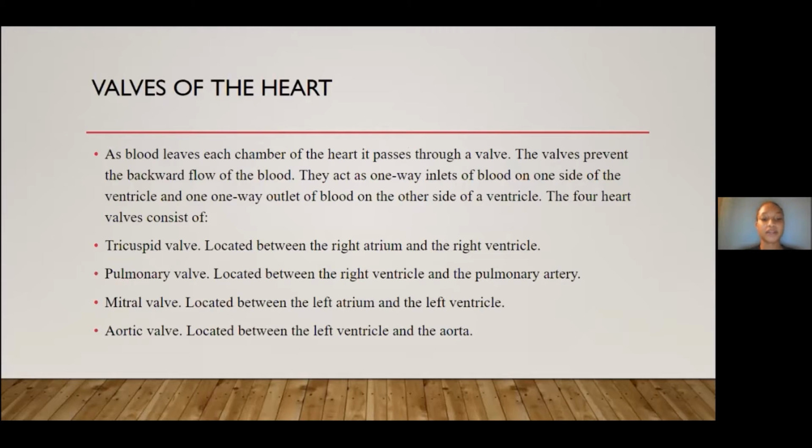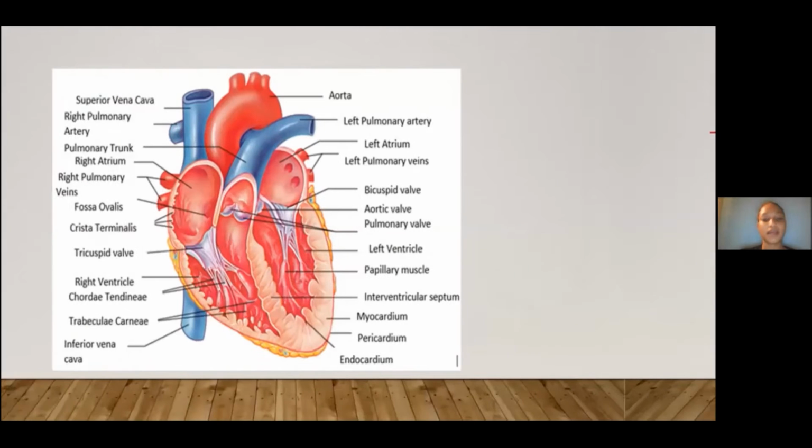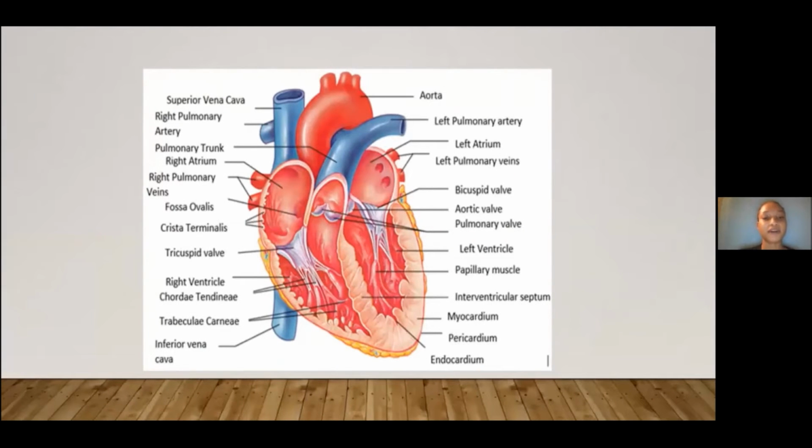As blood leaves from each chamber of the heart, it passes through a valve which prevents the backward flow of the blood. There are four valves of the heart. You have the tricuspid valve, the pulmonary valve, and the mitral valve, and also the aortic valve. This is a diagram of the heart highlighting the parts of the heart.